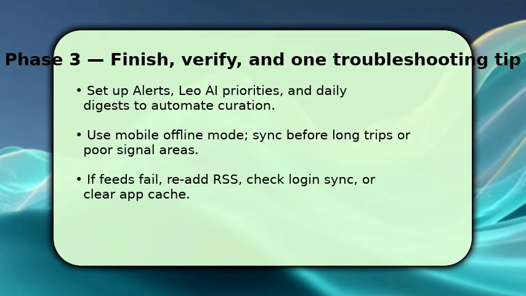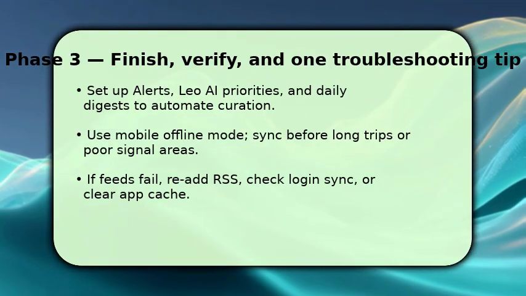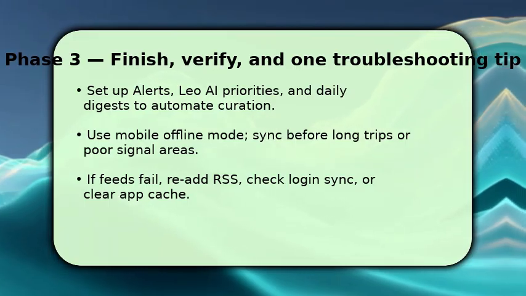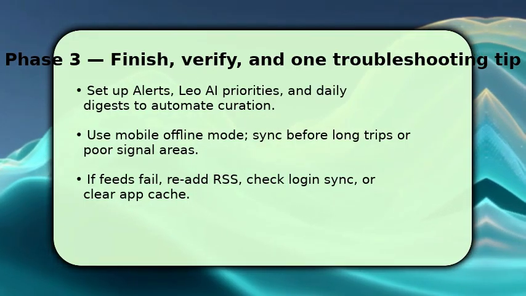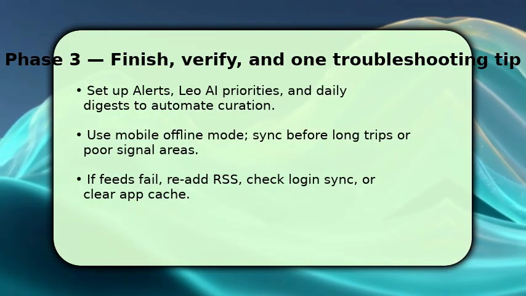Enable Feedly alerts and configure Leo to prioritize topics or remove noise. This reduces manual scanning. Also schedule daily digests or turn on mobile offline mode. Sync before travel or if you expect poor signal.